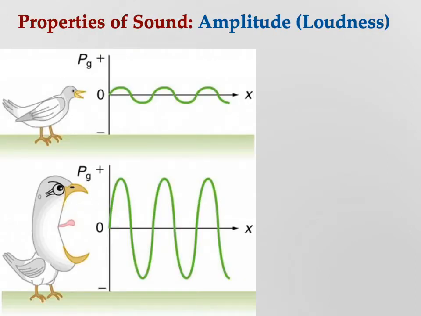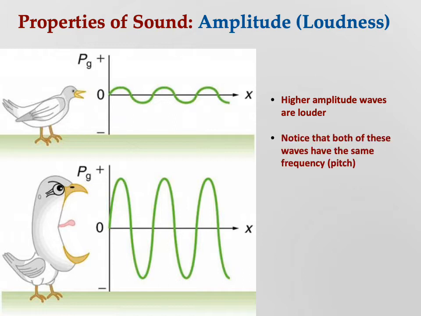And then amplitude, all right? Amplitude is the size of the wavelength, all right? That corresponds to the loudness. It's the height of the wavelength, I should say. So there you go. Higher amplitude waves are louder. So notice both of those sounds have the same frequency, the same pitch, all right? They both have 3 wavelengths within that same period of time. But the bottom one has a much higher amplitude, therefore it would be a much louder sound, okay?